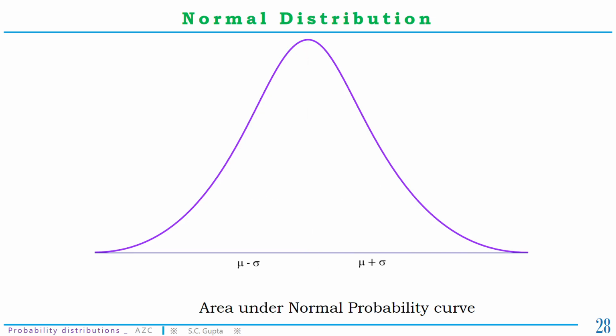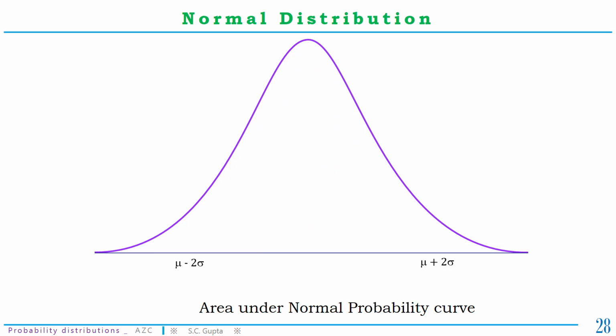Now, let's move from center to one standard deviation on both sides. The values of x at both ends are mu minus sigma and mu plus sigma. The area under the normal probability curve between the ordinates at mu minus sigma and mu plus sigma is 0.6826. We can also say the range mu plus or minus sigma covers 68.26% of the observations.